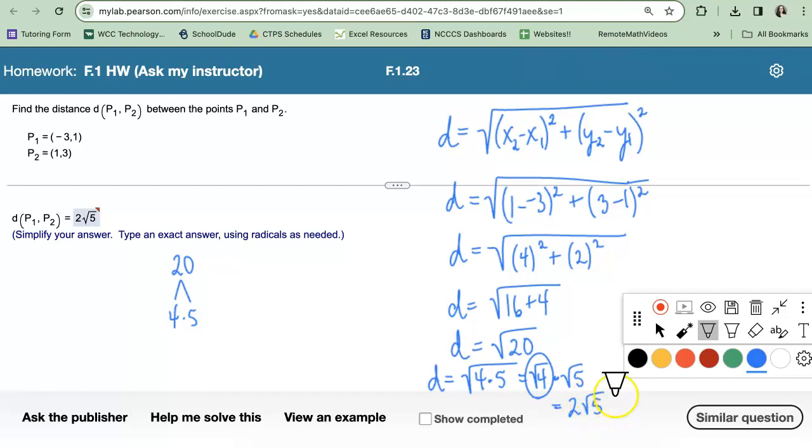Again, just as another note, I cannot take the square root of 5 any further because 5 is not a perfect square and it doesn't have any other factors that are perfect squares. If I were to type any of this into my calculator, I'm going to get a decimal approximation, but again, my math lab is asking for the exact answer using radicals. And so that's why we can stop here at 2 square root 5.